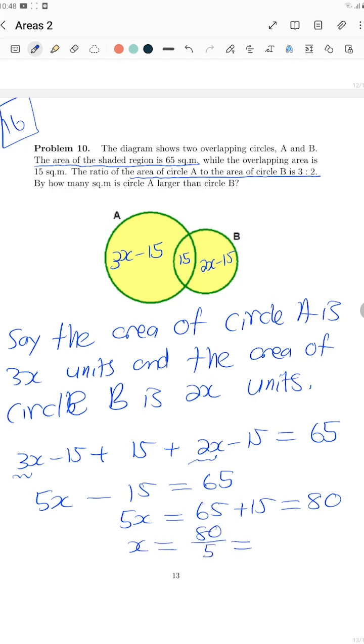You can use my earlier trick. Double the top, double the bottom. So we double the top, double the bottom. 80 times 2 is 160. 5 times 2 is 10. 160 divided by 10. So x is equal to 16.